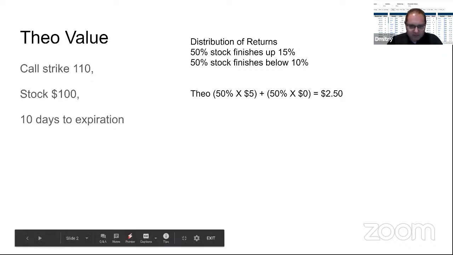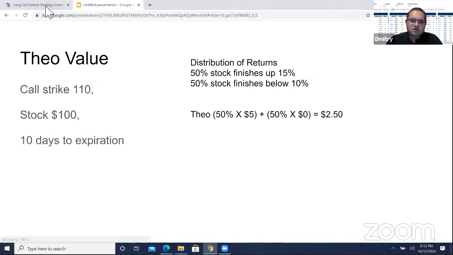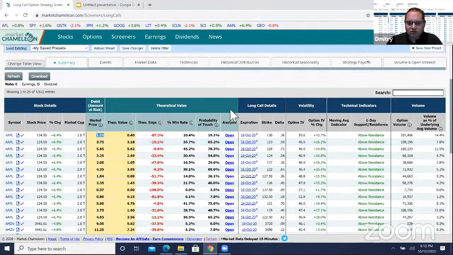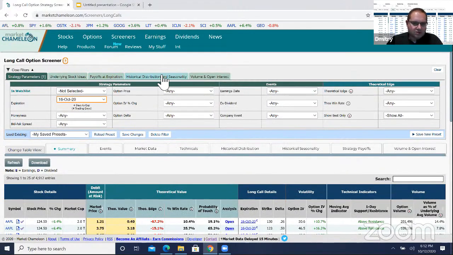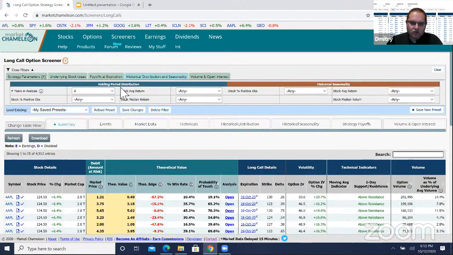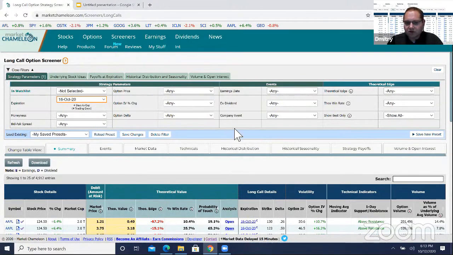I'm going to exit this. And here's the long call strategy screener. So here, see, historical distributions defaulted to 4 years. You could change it to 2 years, 4 years, 6 years. Again, it's just a screener. It's your starting point. You go to the options chain, you have much more flexibility to do anything from 1 year to 10 years. So let's stick with the 4 years right now.